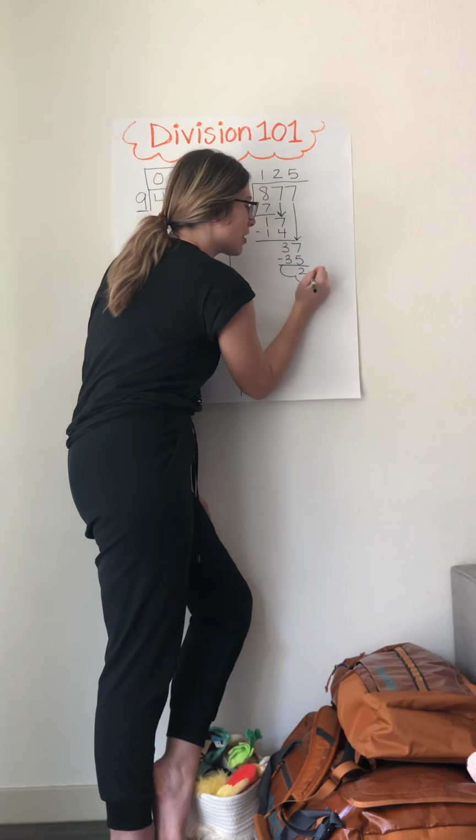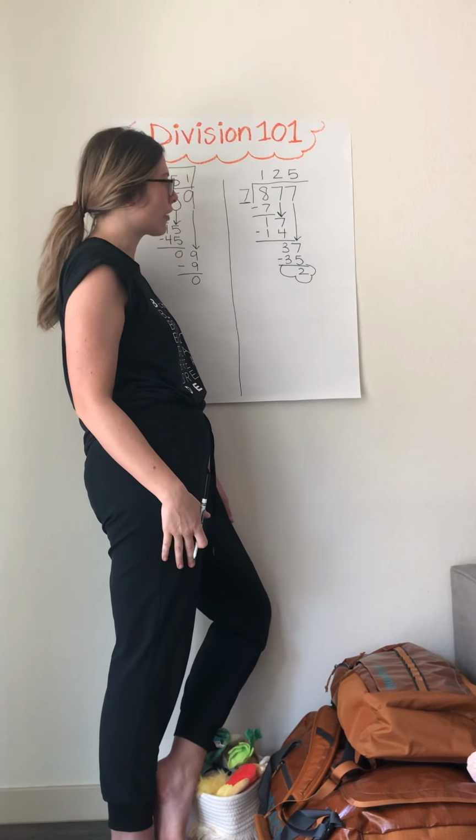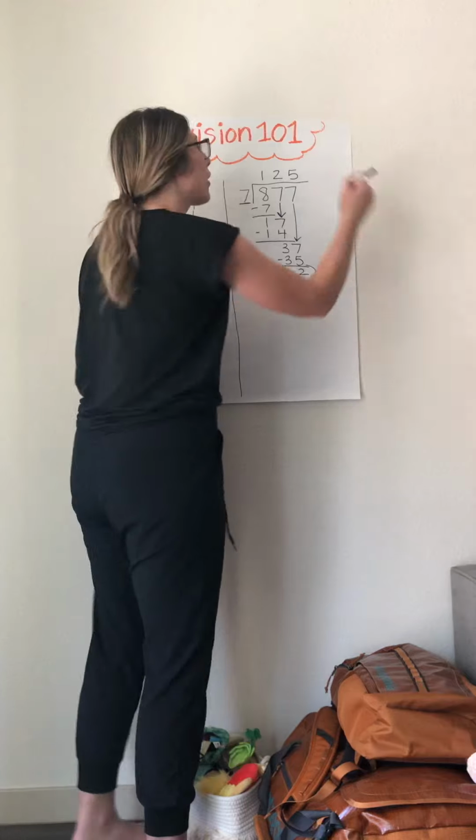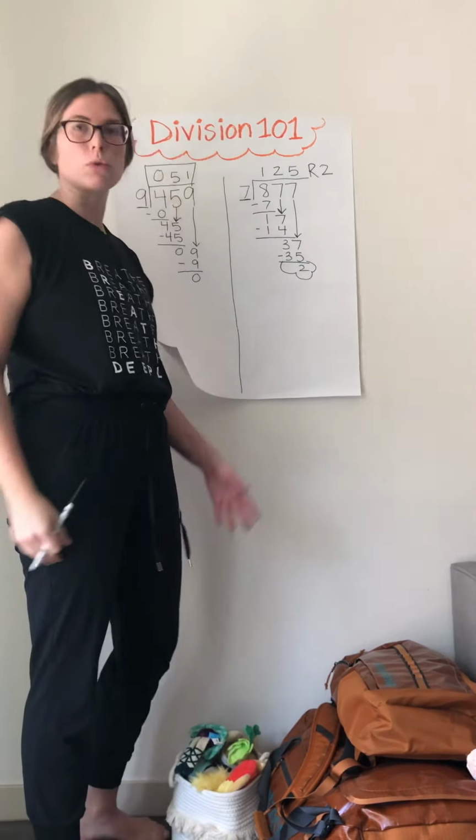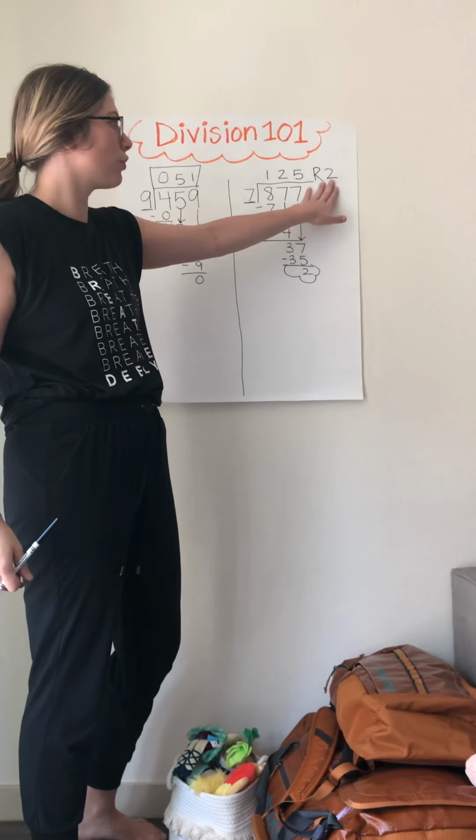But there's a number down here. This number is considered a remainder. There are a couple options. What I really would prefer friends to do right now is 125 R2, which means 125 remainder 2.